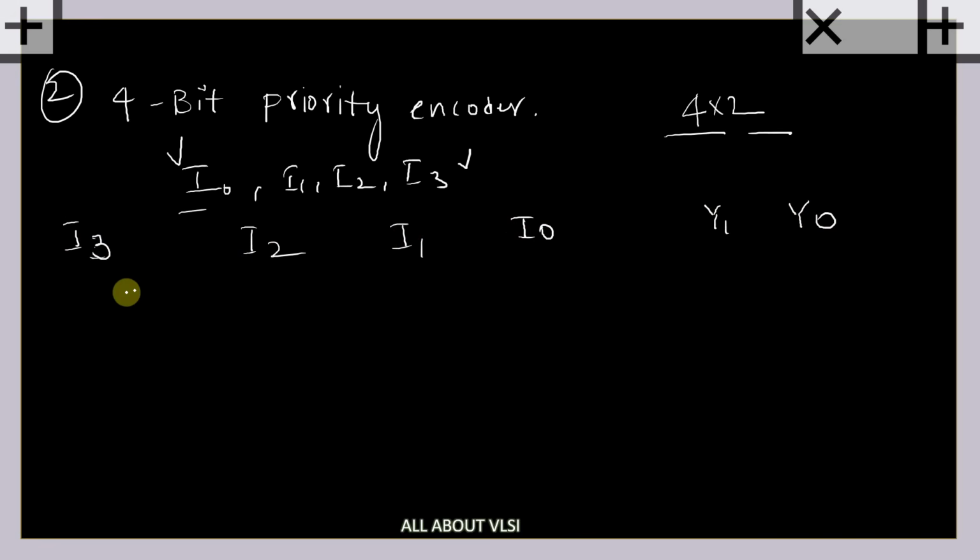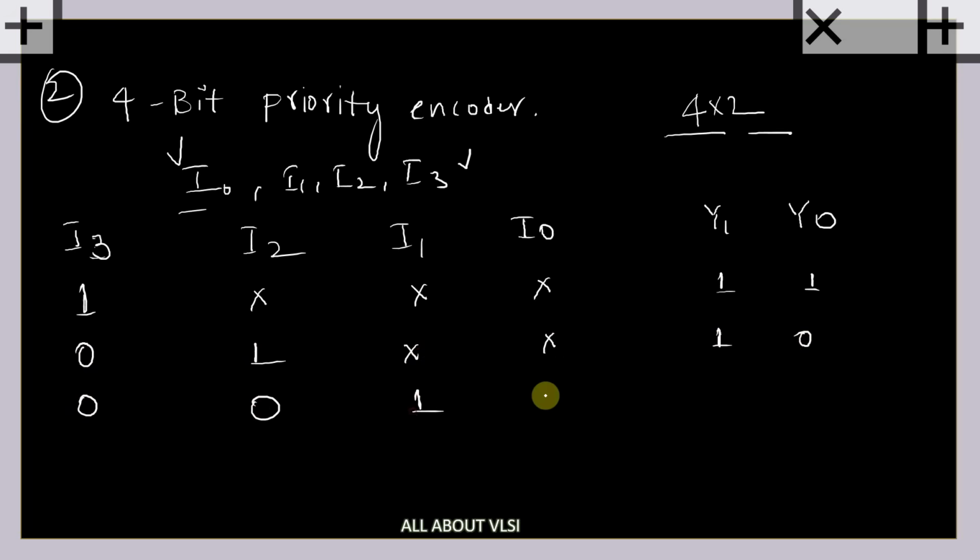Since I3 has the highest priority, if I3 is equal to 1, whatever the remaining bits may be, your Y1 and Y0 will be equal to 1 1. If I3 is equal to 0 and I2 is equal to 1, whatever the remaining bits, your output will be equal to 1 0. If I1 is equal to 1 and I0 is whatever it may be, your output will be 0 1, followed by 0 0 0 1, where your output will be equal to 0 0. So this is the table for your 4 cross 2 priority encoder, right?